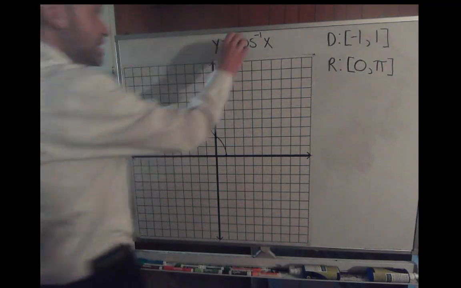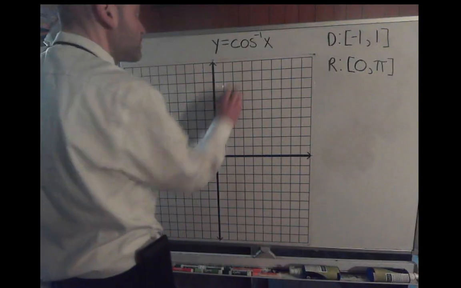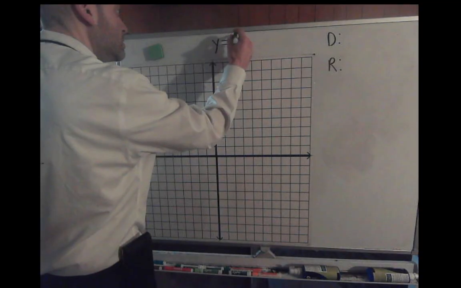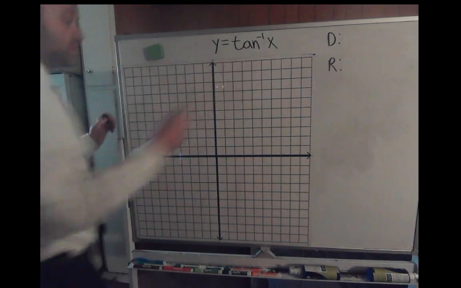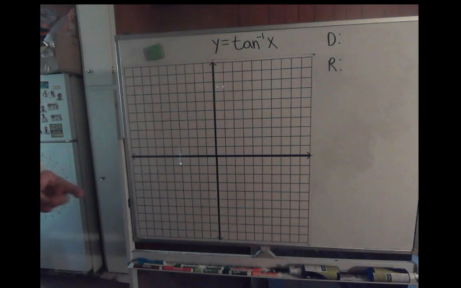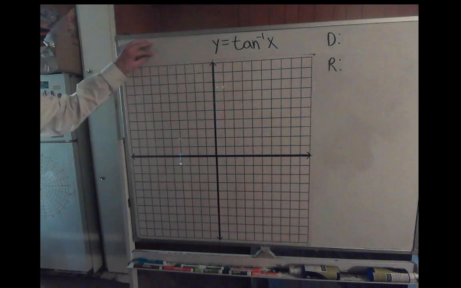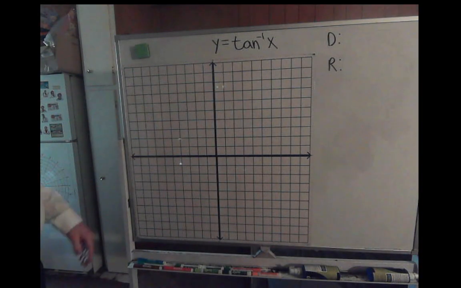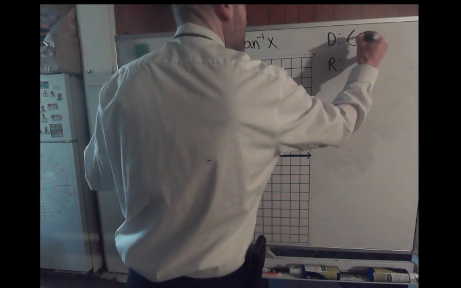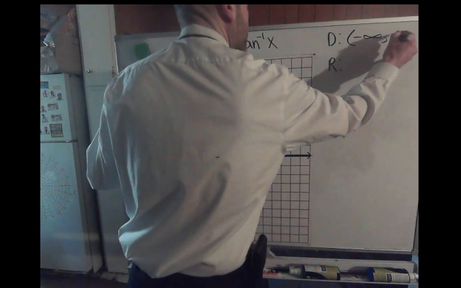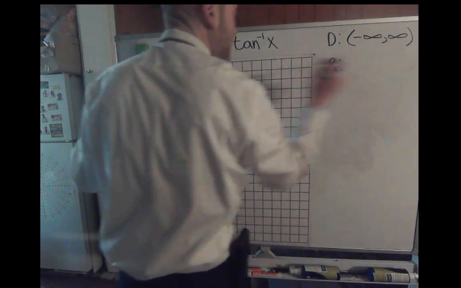And then, of course, we got to talk about the tangent inverse. For these purposes, we're only going to graph the sine inverse, cosine inverse, and tangent inverse. We aren't going to do the other inverse functions. There's really no point in it. So what is the domain of the tangent inverse function? It's actually all real numbers.